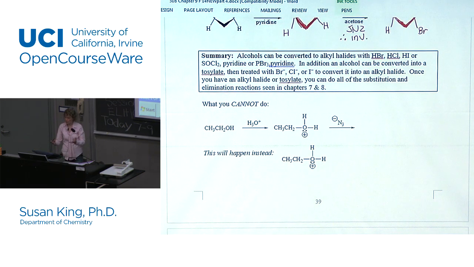A lot of people say, well, why do I have to memorize all of these ways of converting an alcohol into an alkyl halide or a tosylate? Why don't I just treat it with acid? Protonate the alcohol, make it a good leaving group. So this is what some people try to do. We're going to draw what you're thinking, and then we're going to say why that doesn't work.